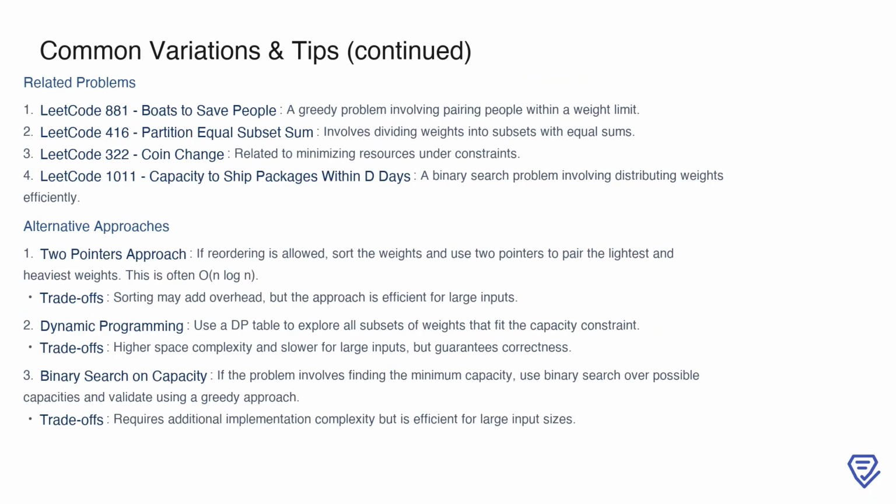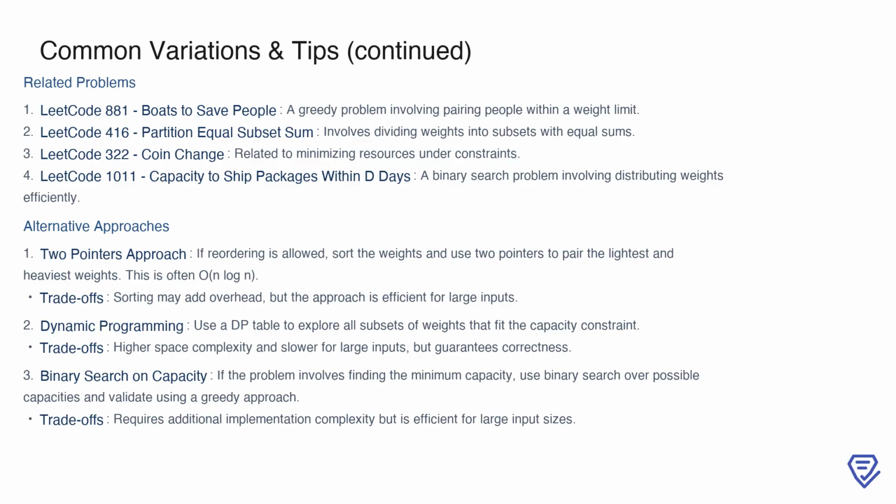This type of problem is closely related to several others that you might encounter on LeetCode. For instance, LeetCode 881, Boats to Save People, is a greedy problem where you pair people under a weight limit, which is conceptually similar. Another one is LeetCode 416, Partition Equal Subset Sum, which deals with dividing weights into subsets with equal sums. LeetCode 322, Coin Change, is about minimizing resources under constraints, and LeetCode 1011, Capacity to Ship Packages Within D Days, involves distributing weights efficiently using binary search.